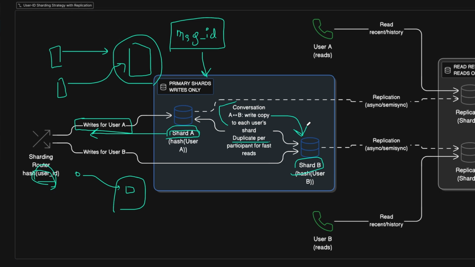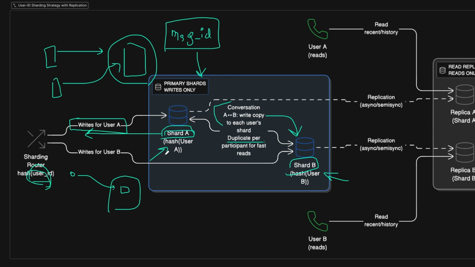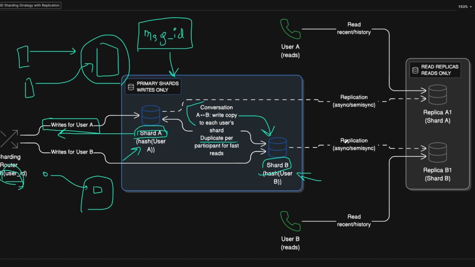And of course, this comes with a downside. This doubles the write volume, but on the other hand, it makes the reads blazingly fast. Each user will query only their own shard. User B will query it from shard B, and user A will query it from shard A. And we can even replicate each of these shards. So shard B will be replicated into B replica, and shard A will be replicated into A replica.